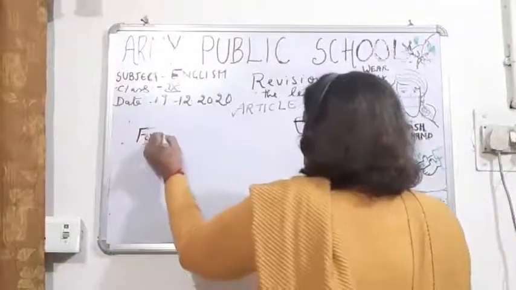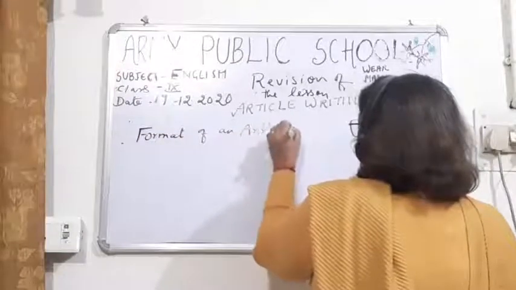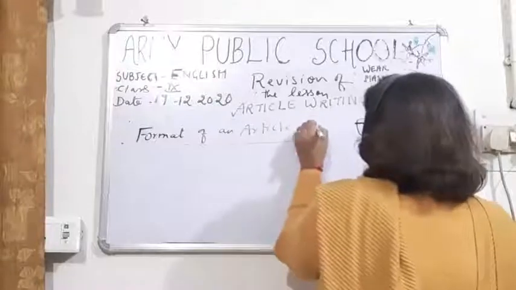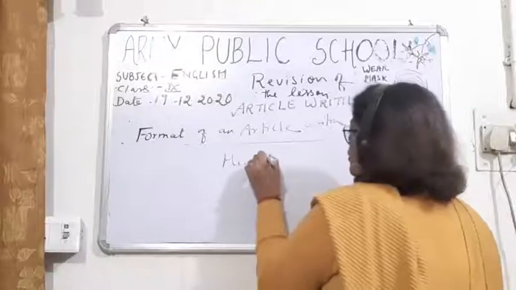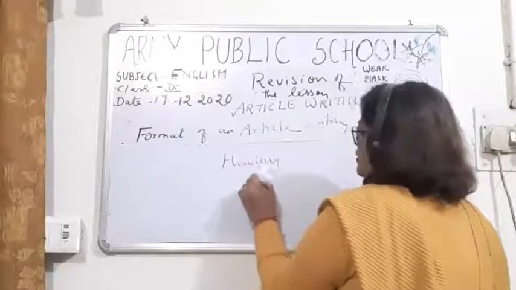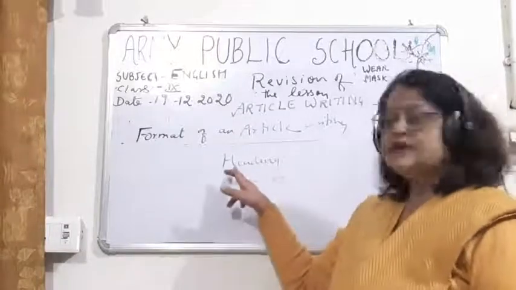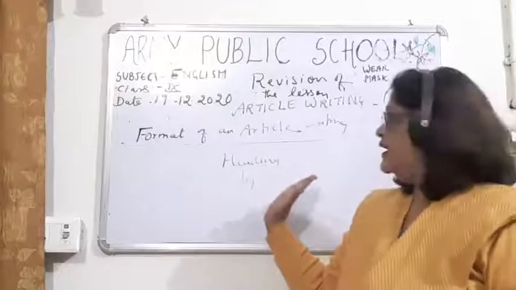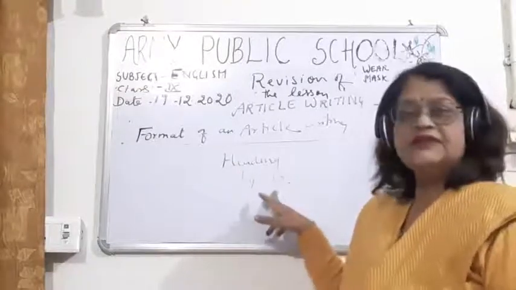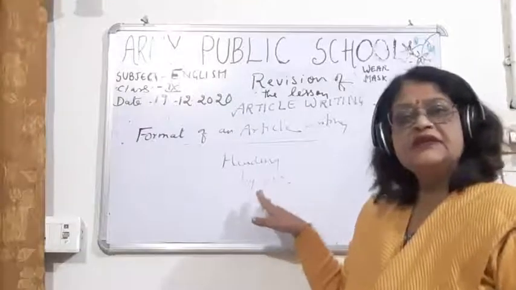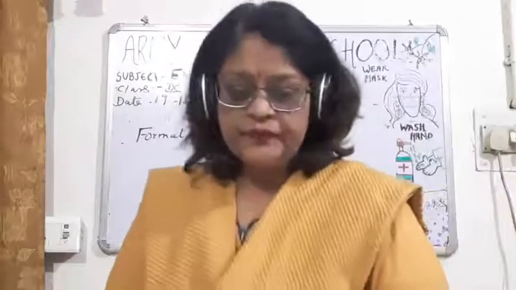So, what is the format of article writing? It is the heading. You have to write the heading first, and then, children, you have to write by whom it is written. You don't have to write XYZ literally. Here XYZ means the name of the person who has written the article.